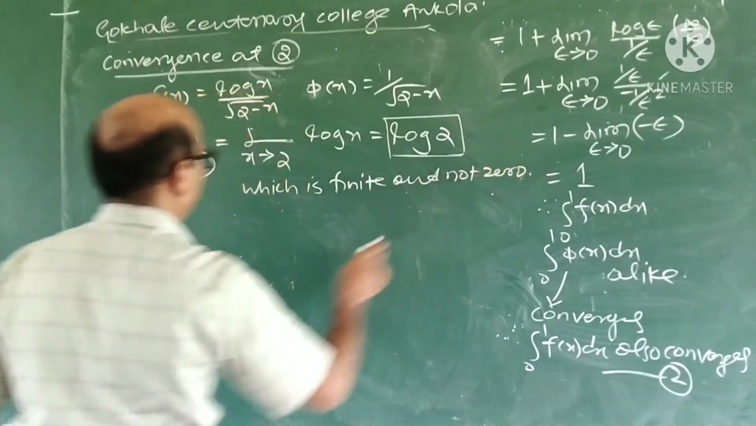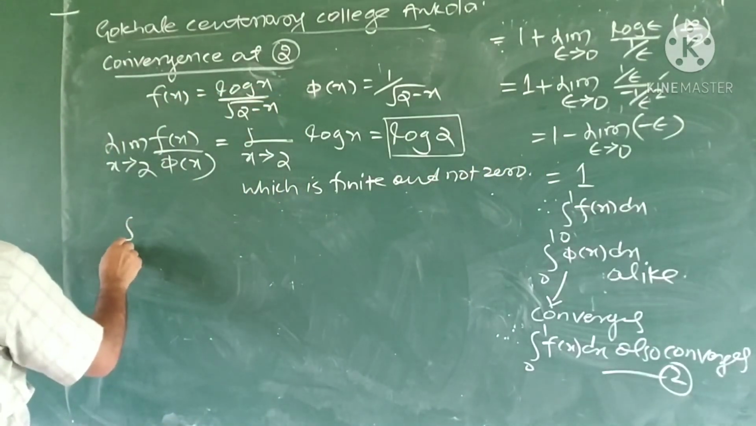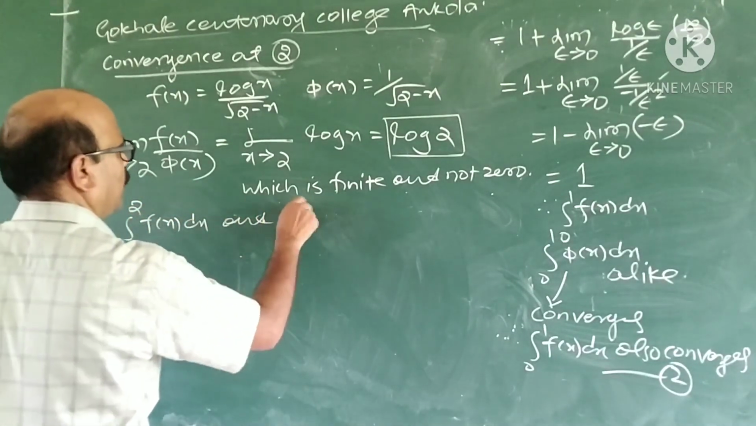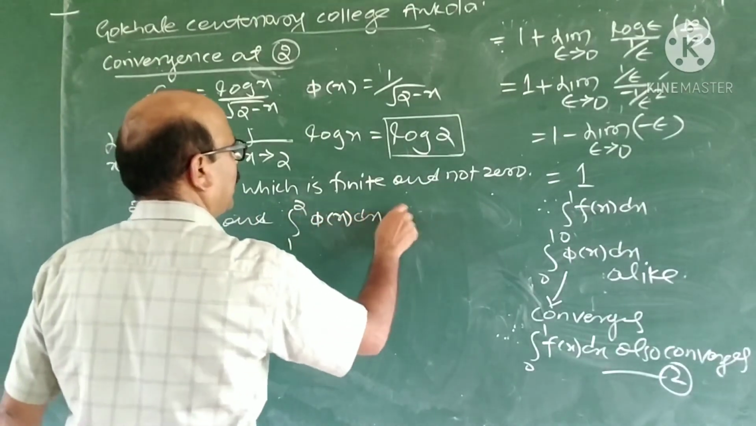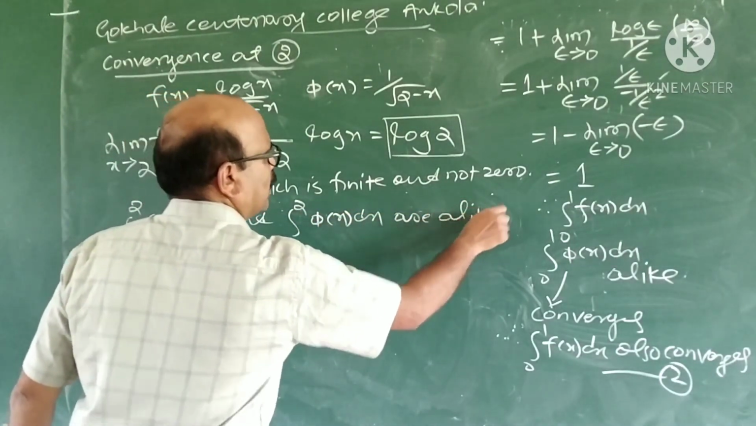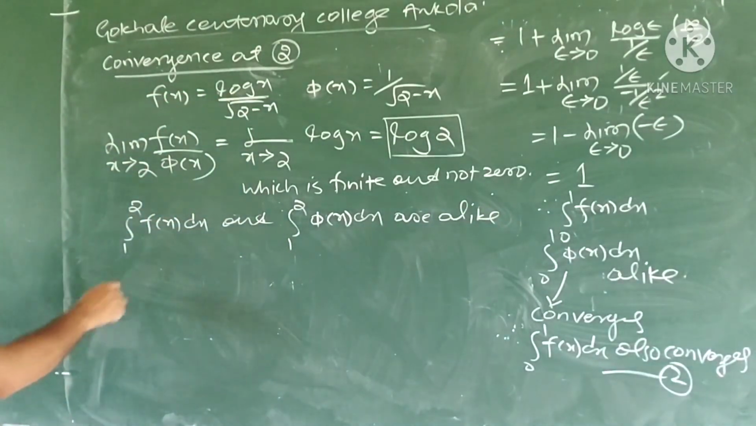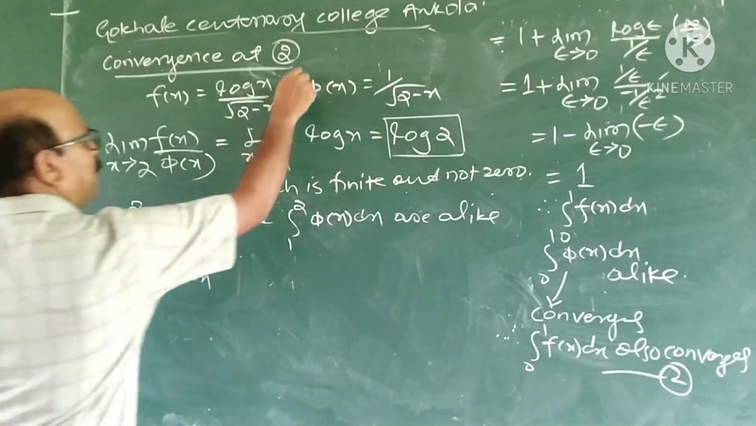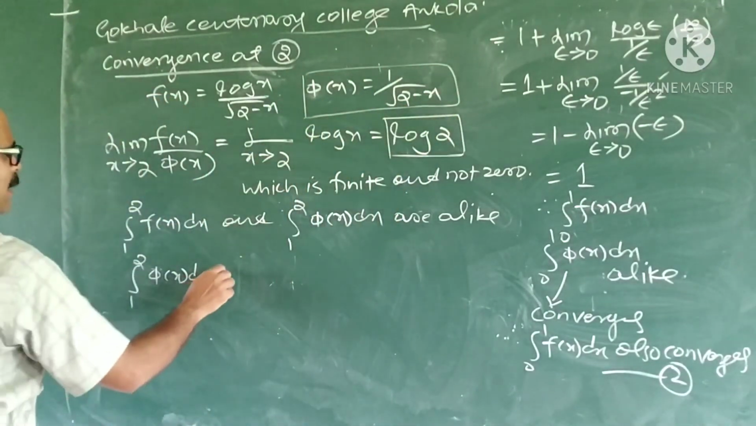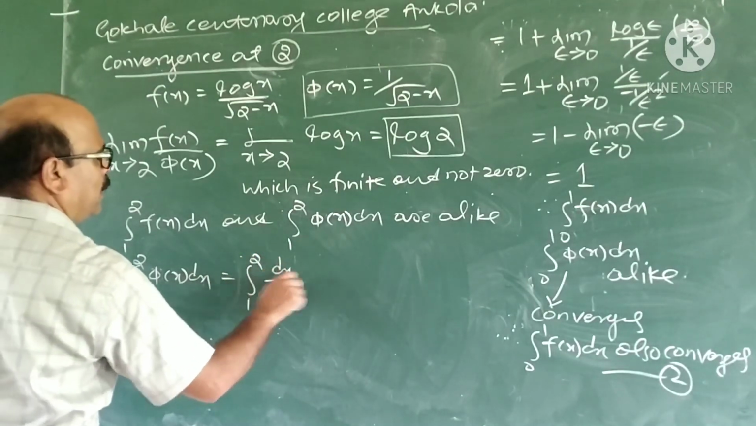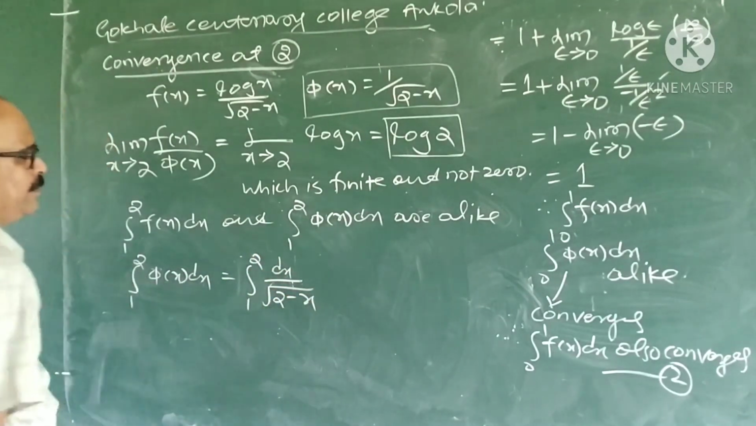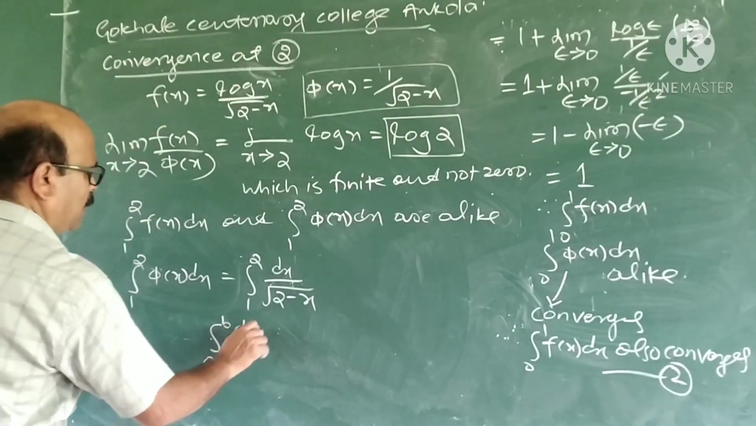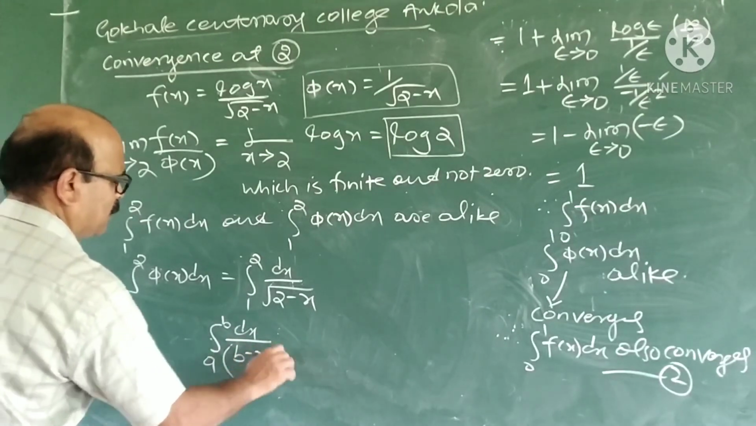So what is the conclusion? By comparison test, the integrals from 1 to 2 of f(x) dx and phi(x) dx are alike, meaning they either both converge or both do not converge. But what about the integral of phi(x) from 1 to 2? This we have taken for comparison. It is the integral from 1 to 2 of dx by root 2 minus x. It is of the form a to b dx by (b minus x) raised to n.